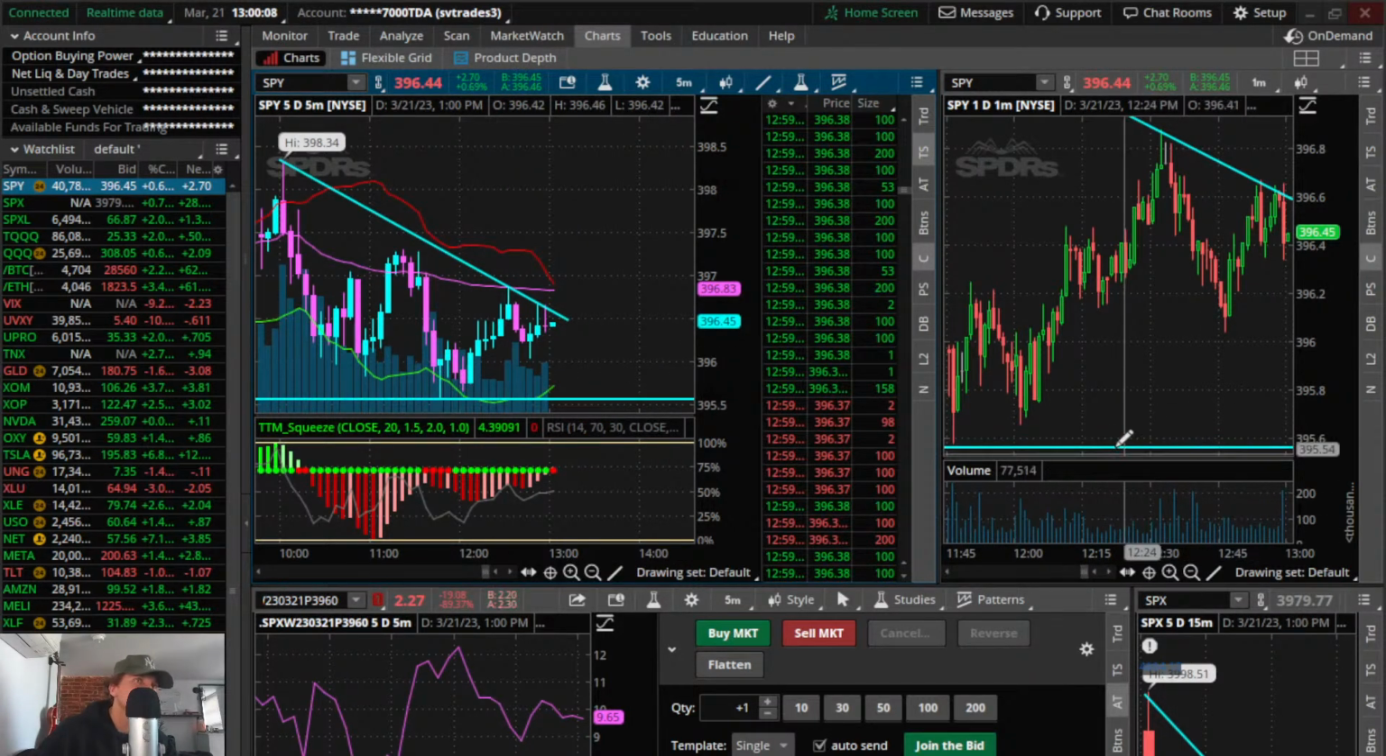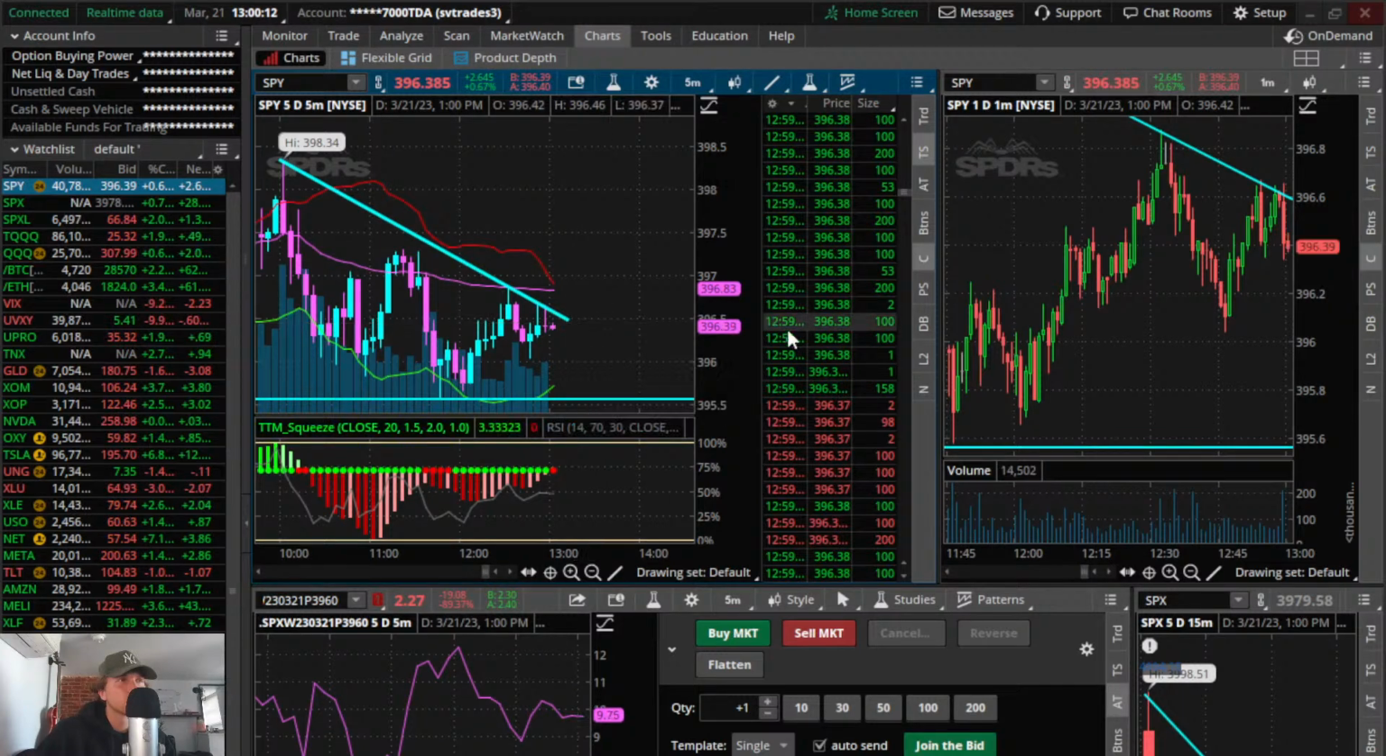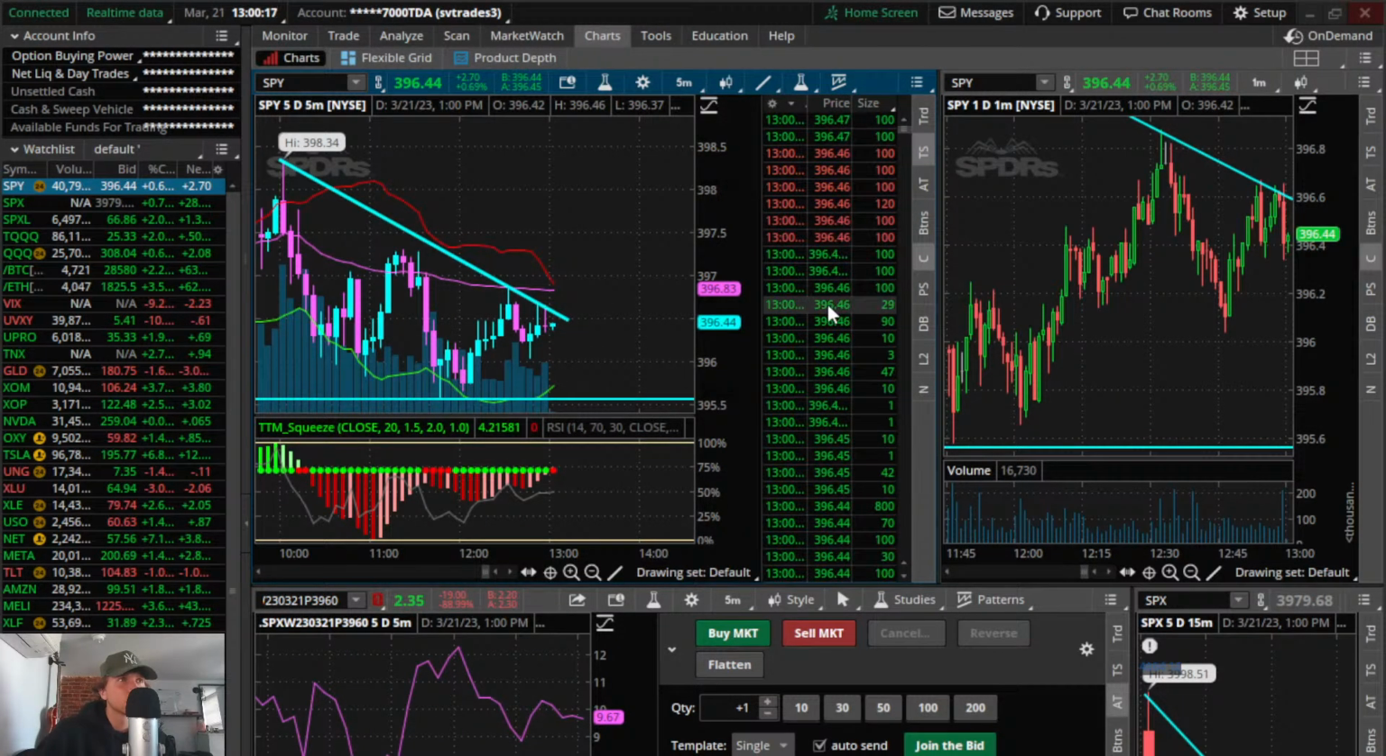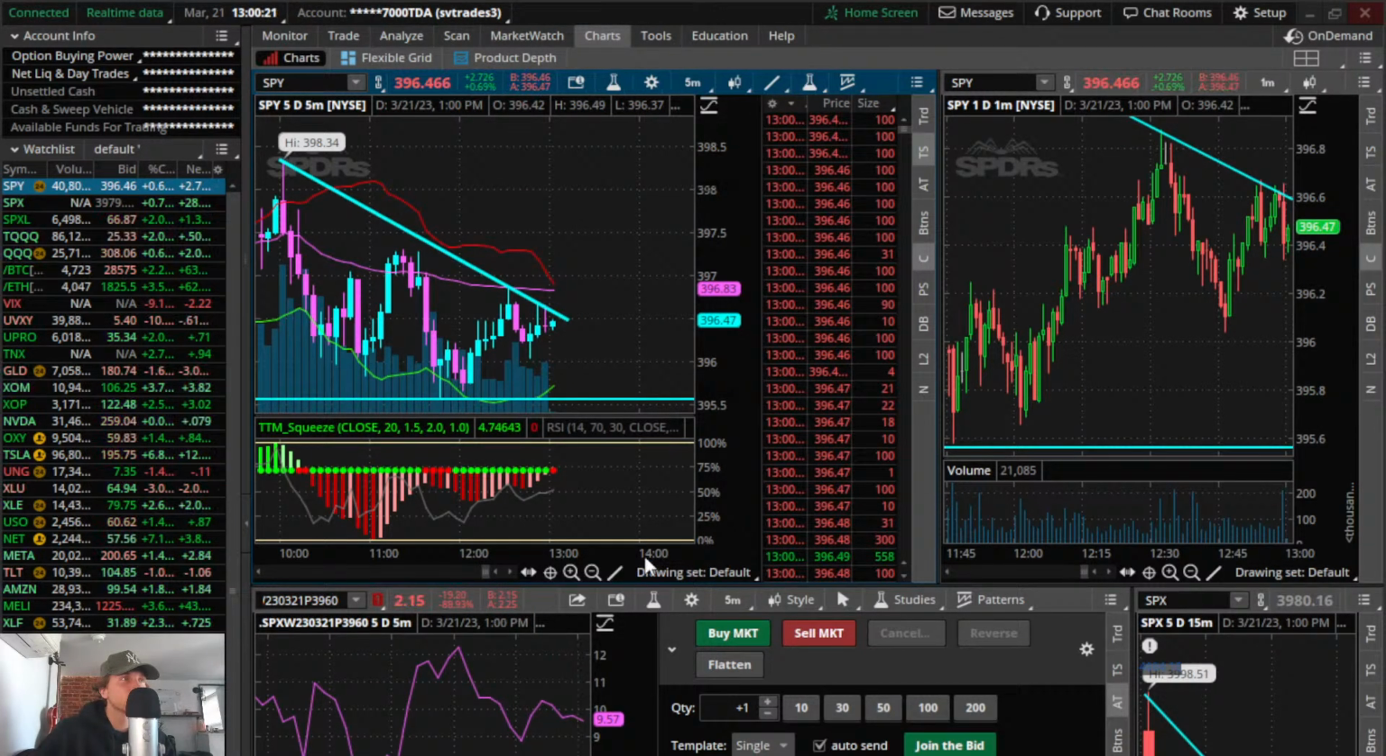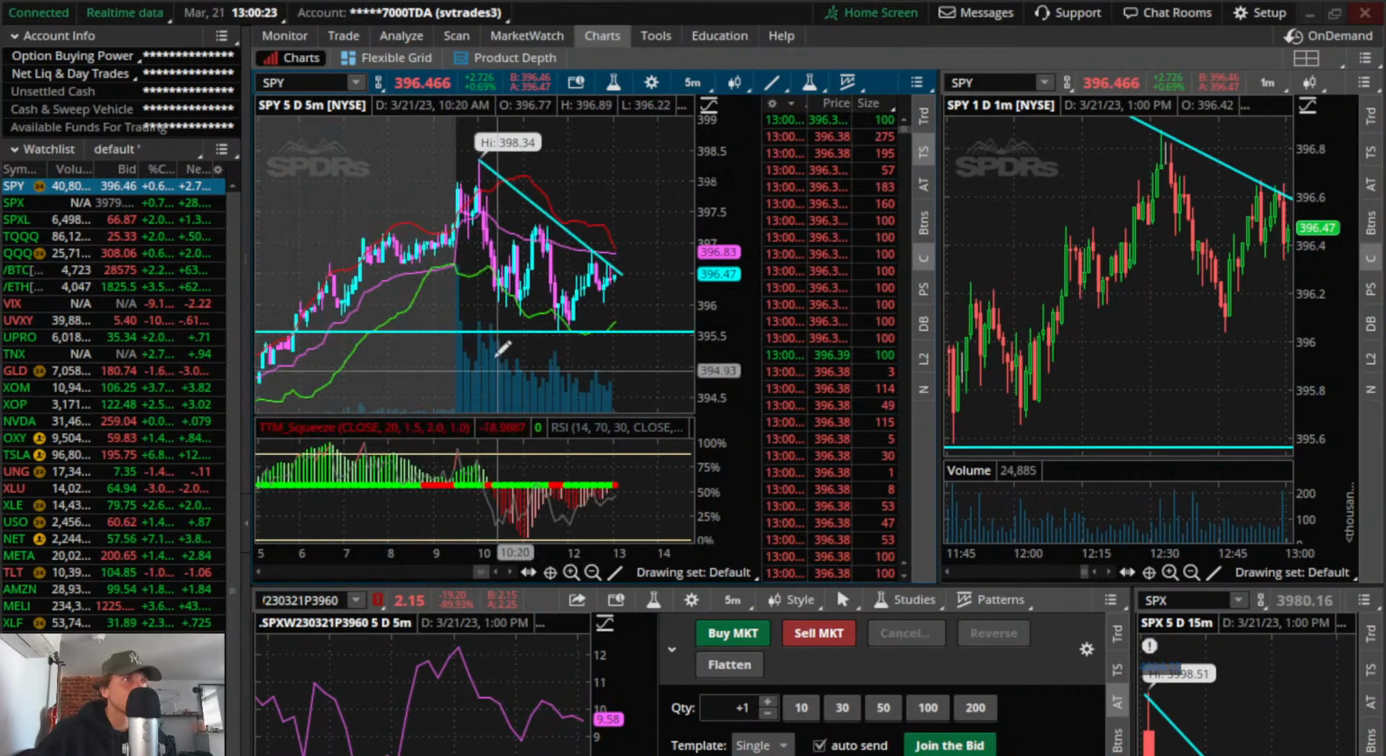Never mind. All of a sudden, the volatility just stopped. Interesting. How do they even do that? How do they just spike it down and all of a sudden they just slow it down?